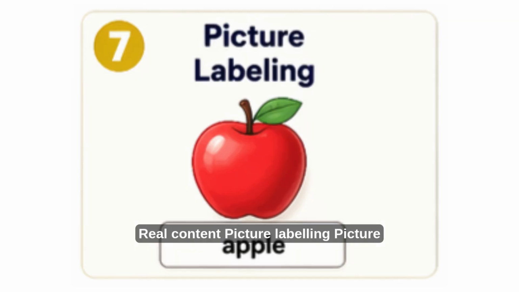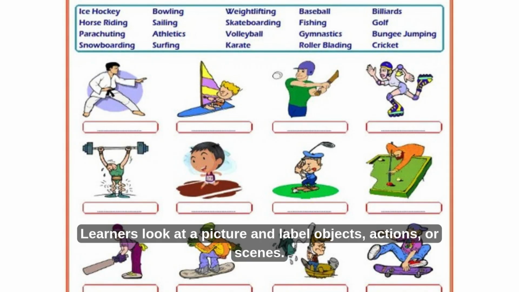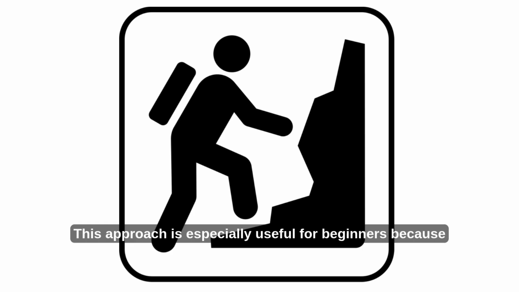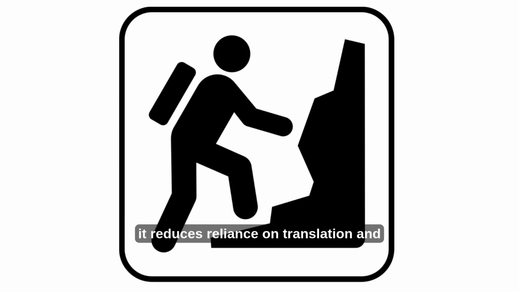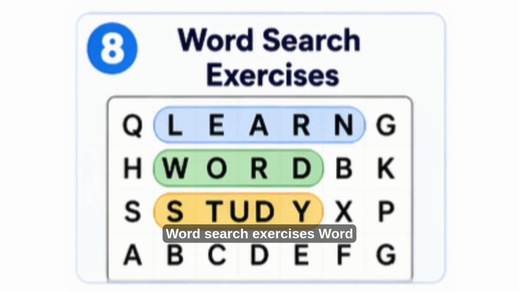Picture labeling. Picture labeling uses images to connect words directly with visual meaning. Learners look at a picture and label objects, actions, or scenes. This approach is especially useful for beginners because it reduces reliance on translation and builds a more direct mental link between word and concept.